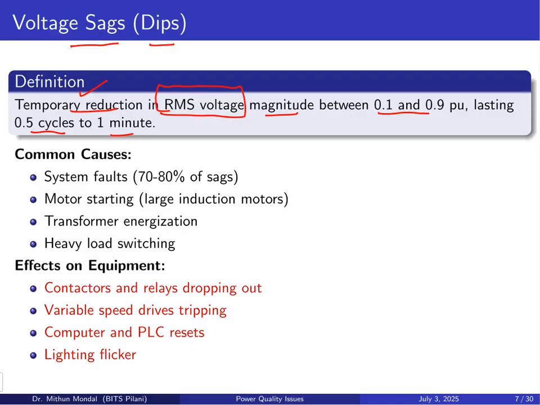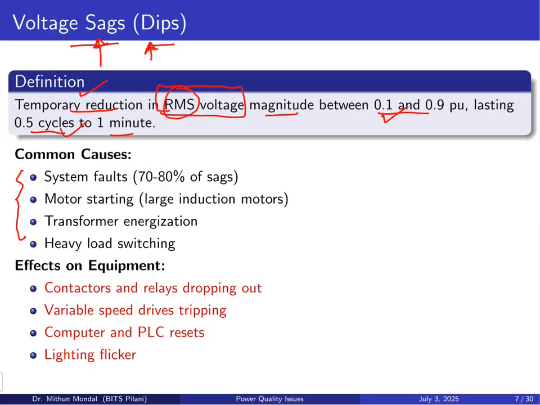For AC voltage, we generally measure it in terms of the RMS quantities. So if there is a sag in the voltage, which is known as the dipping of the voltage, with the magnitude of the voltage between 0.1 to 0.9 per unit, and the duration from 0.5 cycle to 1 minute, then it is called voltage sagging.